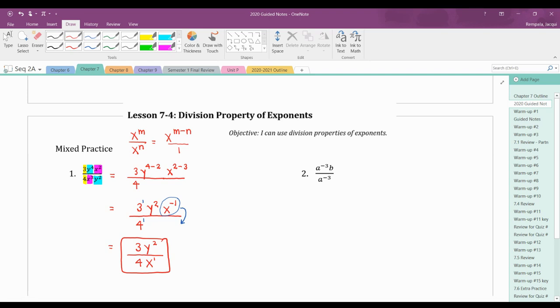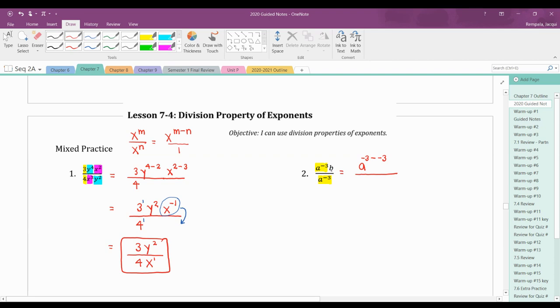If we take a look at the next problem, I have division. So I see that I've got an A on the top and I've got an A on the bottom. So I'm thinking about my definition where I keep the A originally on the top and I take the first exponent on the top, which is negative 3, and I'm going to subtract the bottom exponent, which is also negative 3.